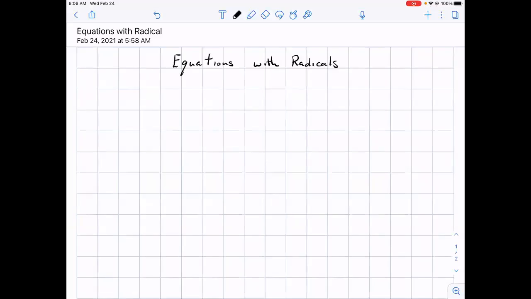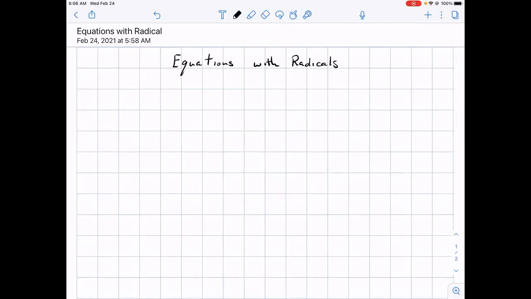We have seen also that if we square a number on both sides of an equation, then that will be a solution to the equation. But sometimes as we do this, we incorporate what is called an extraneous solution.